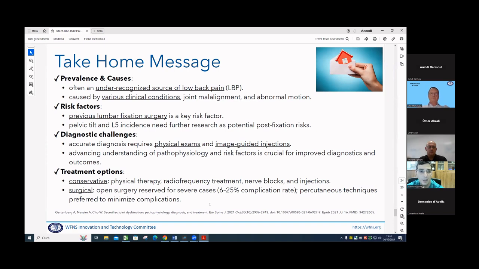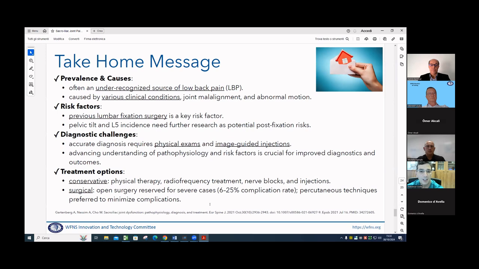The pelvic tilt and L5 incidence need further research to define if it is a potential post-fixation risk. Right now we know that fixation is a risk factor, but it is quite impossible to define, with the data of the literature currently available, what the relevance of this technique is.